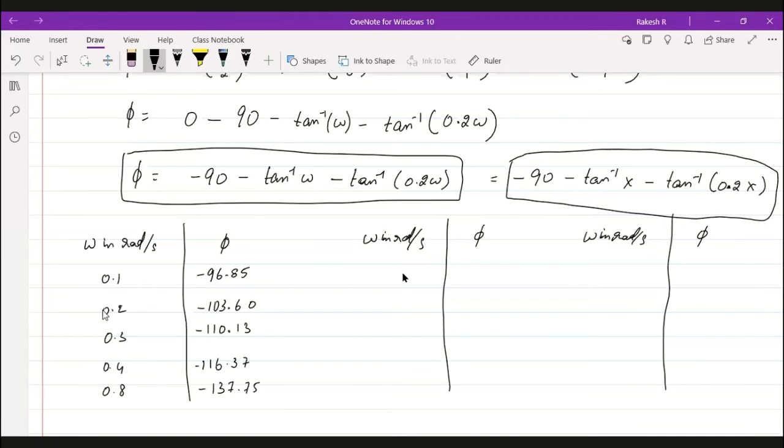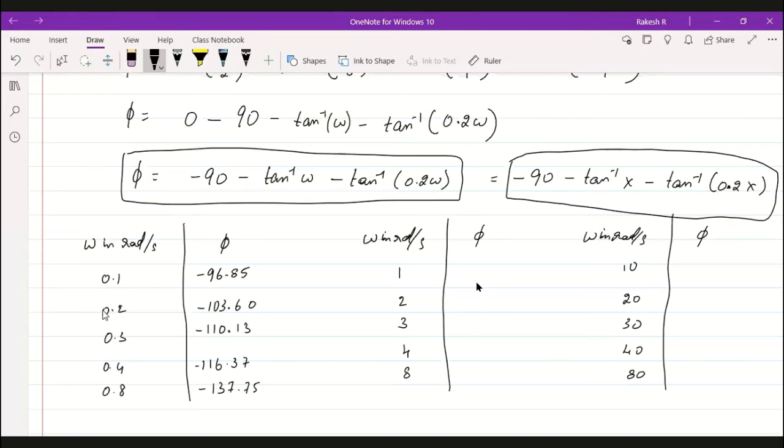Got this one? Now similarly do it for the second decade. Take any 5 values. I have taken 1, 2, 3, 4 and 8. Do it for this. Similarly for this one, 10, 20, 30, 40 and 80. Do it for this. How much did you get for one? For this, we get minus 146.3.